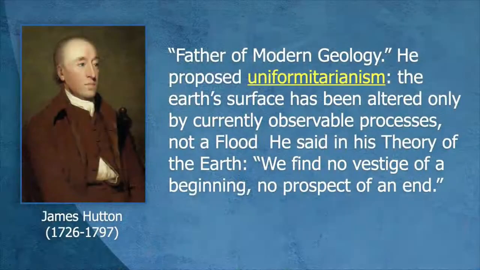But then, we've talked about this man before, James Hutton. He's considered to be the father of modern geology, and he proposed, look at that big word in yellow, uniformitarianism. Remember that uniformitarianism is the idea that there are processes that have been uniform from the beginning of time, evolution, that slowly have been coming this way. And he was the one that proposed that. He said the earth's surface has been altered only by current observable processes, not a flood. So there's no catastrophes or anything. And he said in his theory of the earth, we find no vestige of a beginning or prospect of an end.